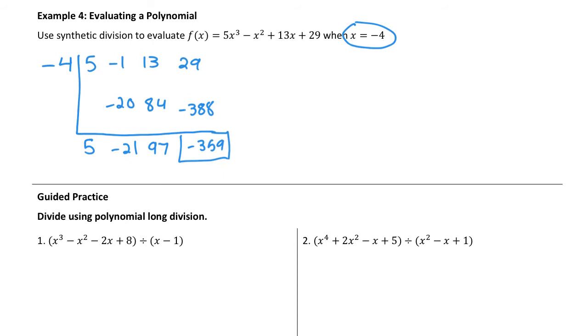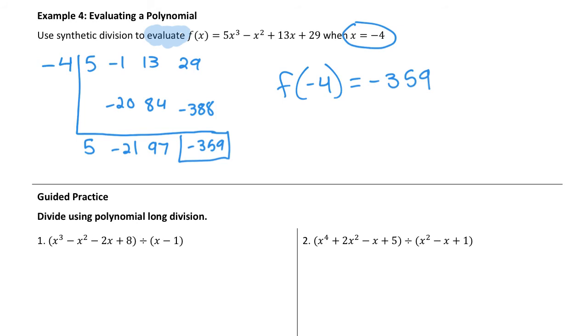Okay? So when we're evaluating, and evaluate is the really important key word here. All right? We're not dividing in this case, we're evaluating. The only number I'm concerned with is negative 359. So the way I would show this, I would say function f with input negative 4 gives me output negative 359.